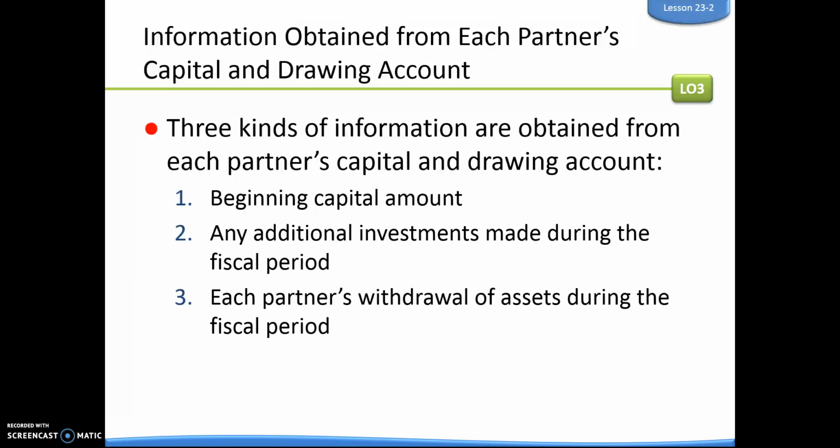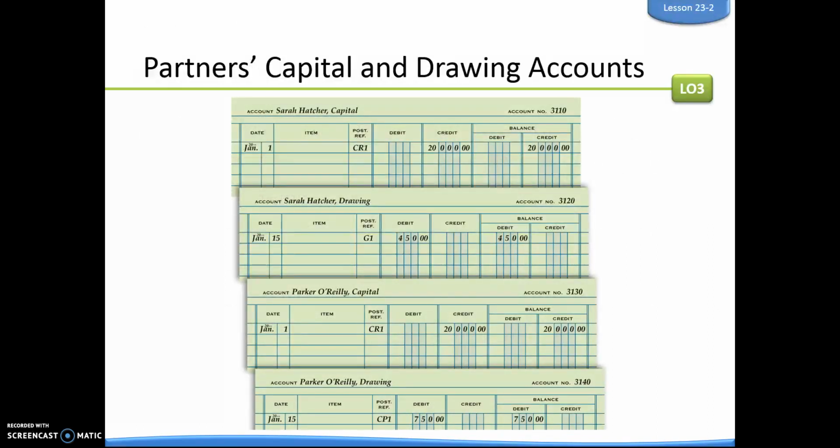The three kinds of information that come from our partners' capital and drawing accounts are the beginning amount, any additional investments that are made, as well as any withdrawals of assets during that fiscal period. So here are some examples of the capital account for Sarah and her drawing account, as well as Parker O'Reilly's capital account and drawing account. Remember, these are coming from their general ledger. After they've been posted, of course, they have up-to-date balances for each of those.